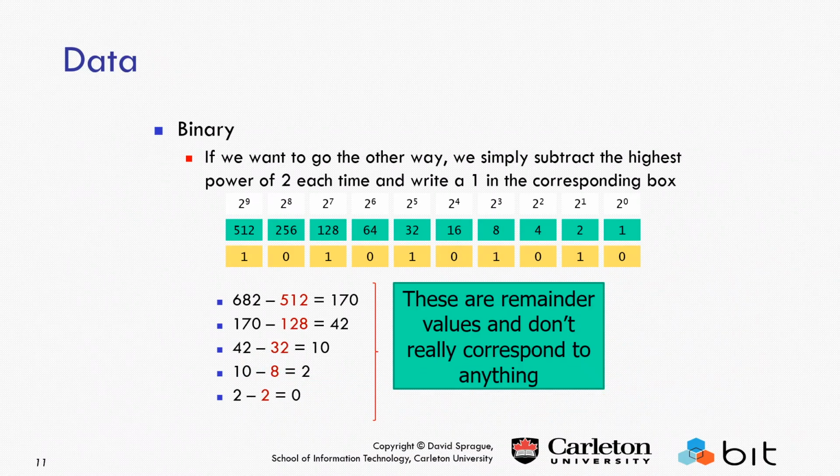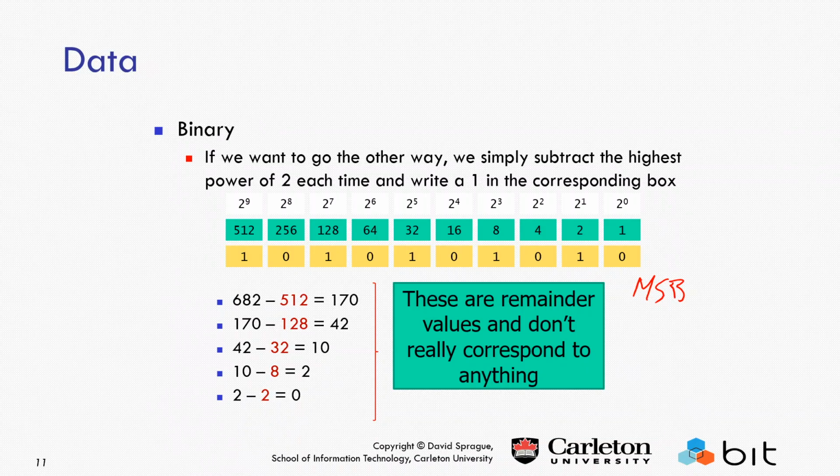Okay. If I want to go the other way around, if I want to take a big number like 682 and convert it to binary, how do I do that? Well, I got a bunch of different approaches. So here's the most significant bit approach.